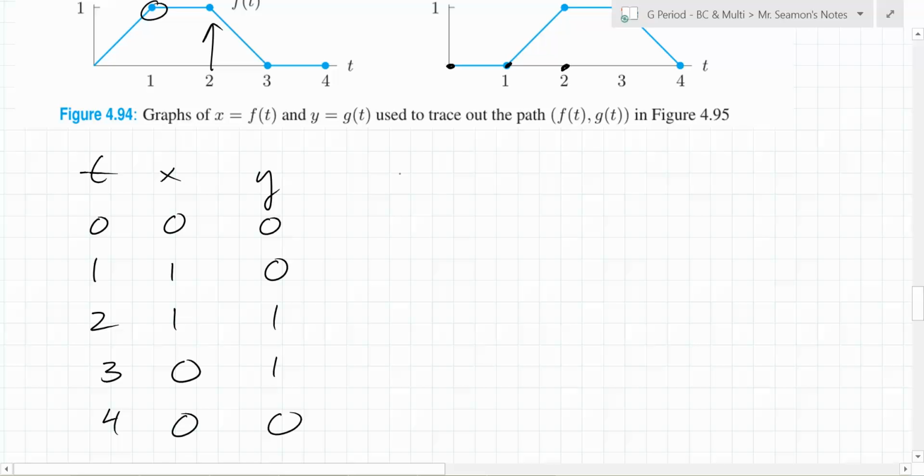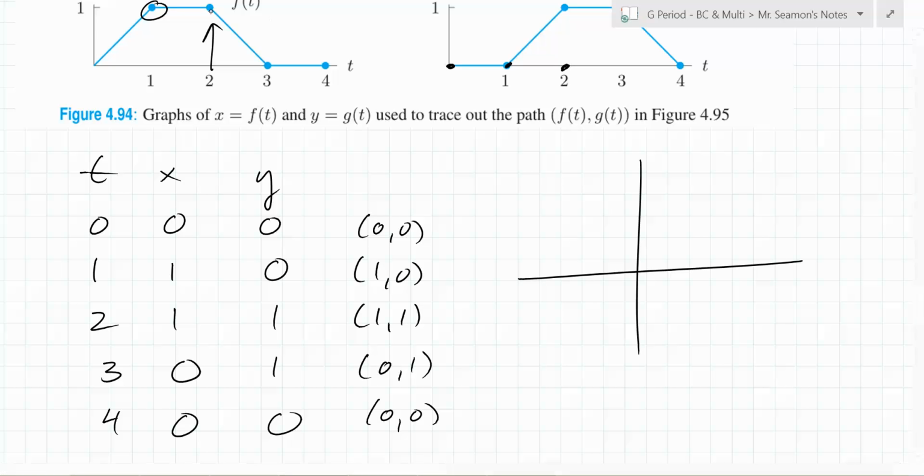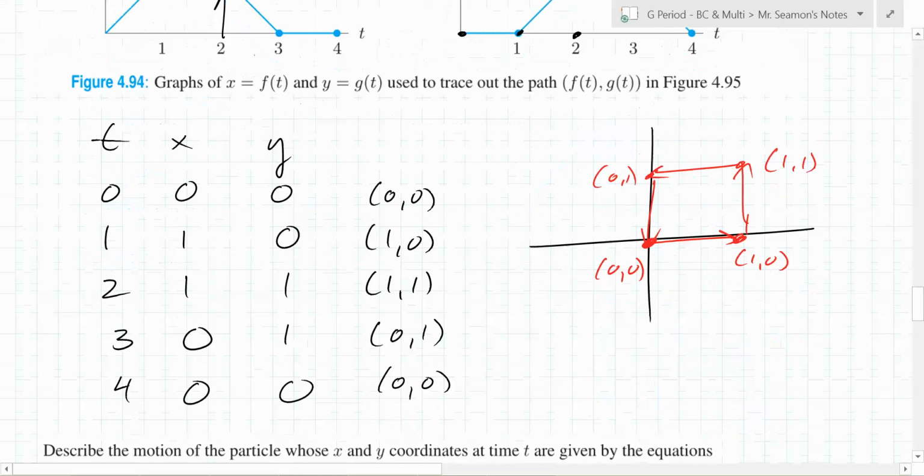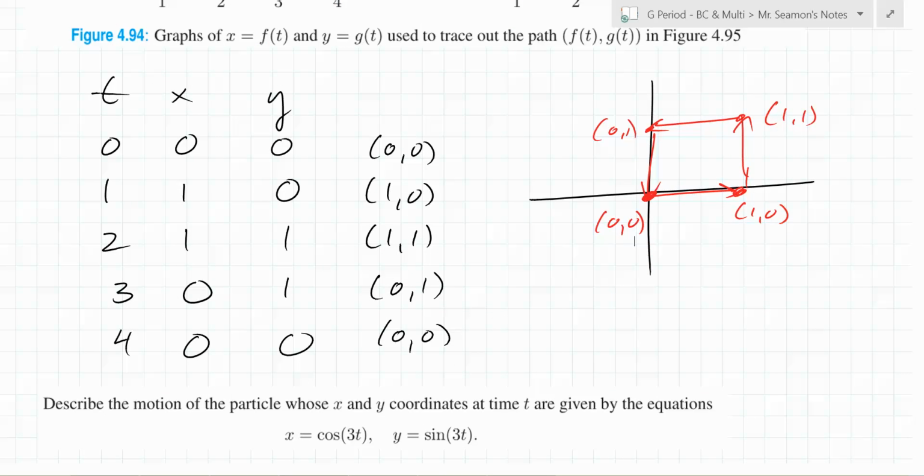So then what do you literally do? What are the points here? You have 0, 0, and then 1, 0, and then 1, 1, and then 0, 1, and then 0, 0. So what does this look like? You start at 0, 0, and then you go to 1, 0, and then you go up to 1, 1, and then you go to 0, 1, and then you go down to 0, 0. That's kind of cool. So there's a parametric like bifurcation of a box. You've pulled it apart, it became a box.